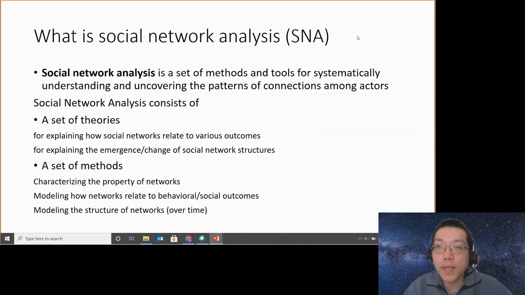So first, motivation and background. So what is SNA or social network analysis? SNA is a set of methods and tools for systematically understanding and uncovering the patterns of connection among actors. So it is both a set of theories and a set of methods. It is a set of theories which we can use to explain how networks relate to various outcomes that we are interested in, and also explain the emergence or change of social network structures. And it is also a set of statistical methods that we can use to characterize the property of networks, or model how networks relate to behavior or social outcomes, or model how the structure of networks change over time.